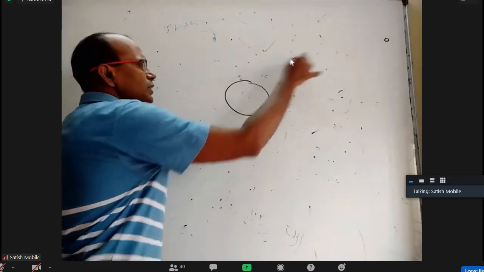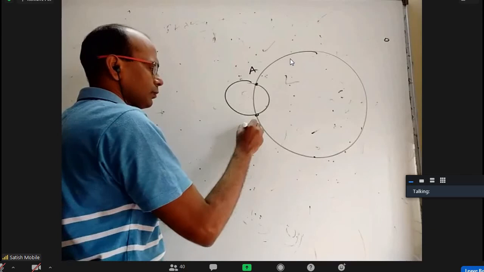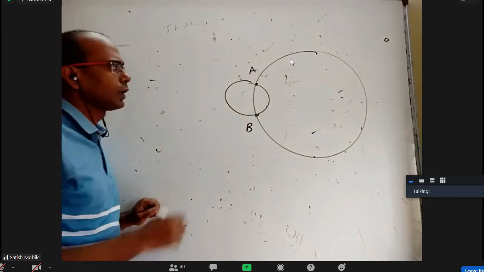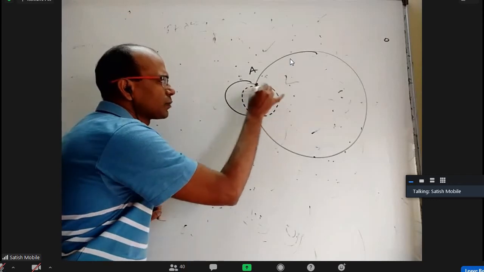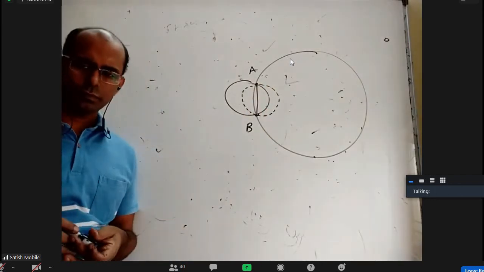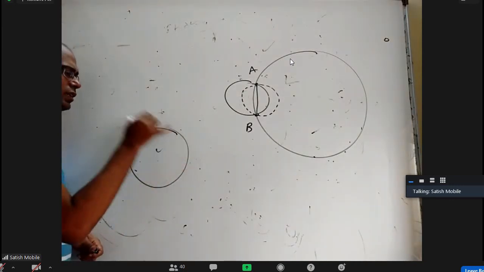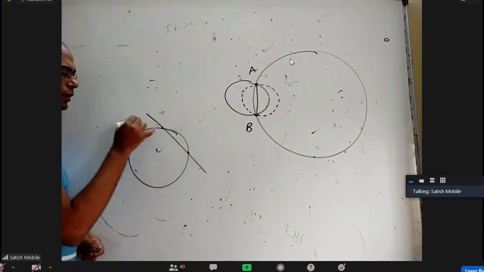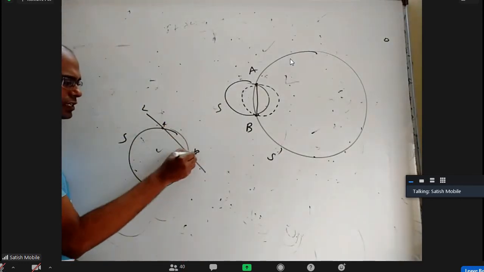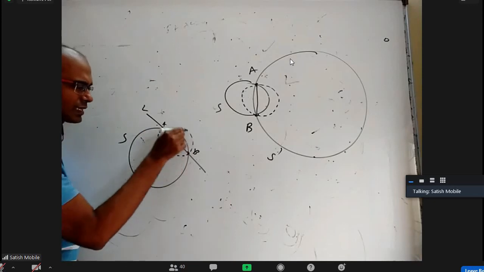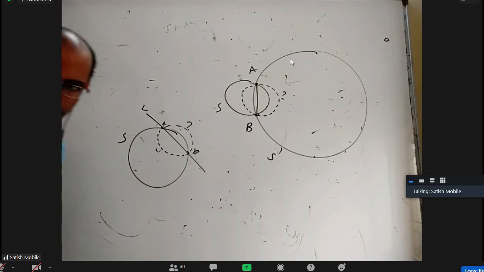If somebody gives me two circles and they're intersecting at A and B, there is one small circle having A and B as ends of diameter. Or the same question can be asked: there is a circle and a line, intersecting at 2 points A and B. L is given, S is given. Here S is given, S dash. There is a small circle with A and B as ends of diameter. How to find that circle equation, having A and B as ends of diameter?